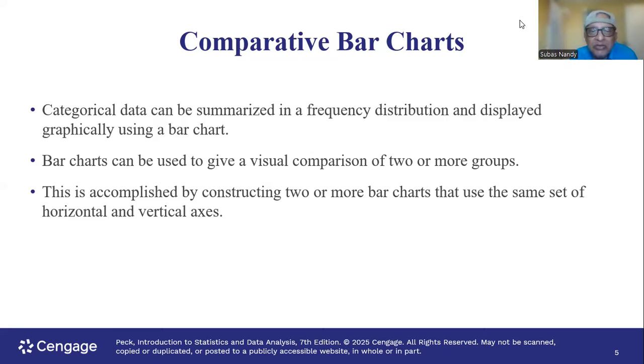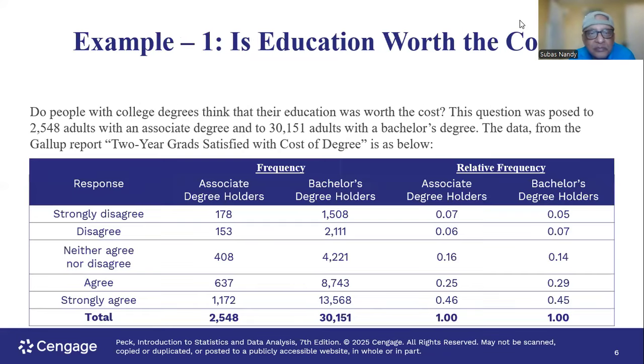Bar charts can be used to give a visual comparison of two or more groups. This is accomplished by constructing two or more bar charts that use the same set of horizontal and vertical axes. Remember, always on the horizontal axis, the categories; on the vertical axis, counts or frequency. The heights of the bars tell you the frequency in each category.